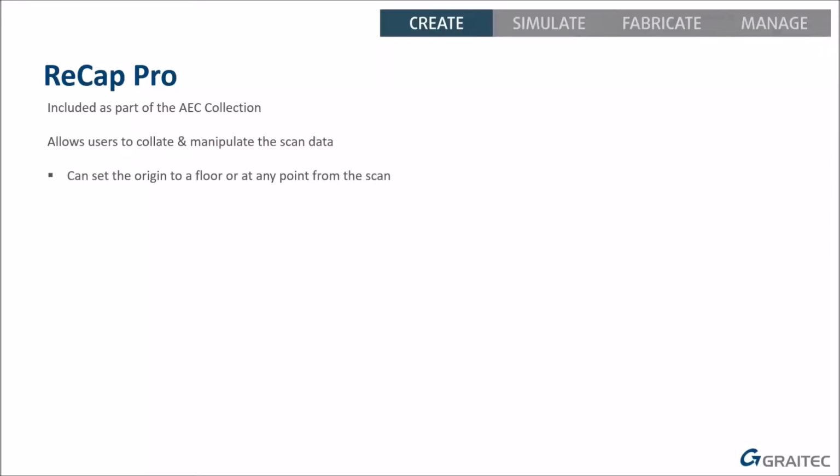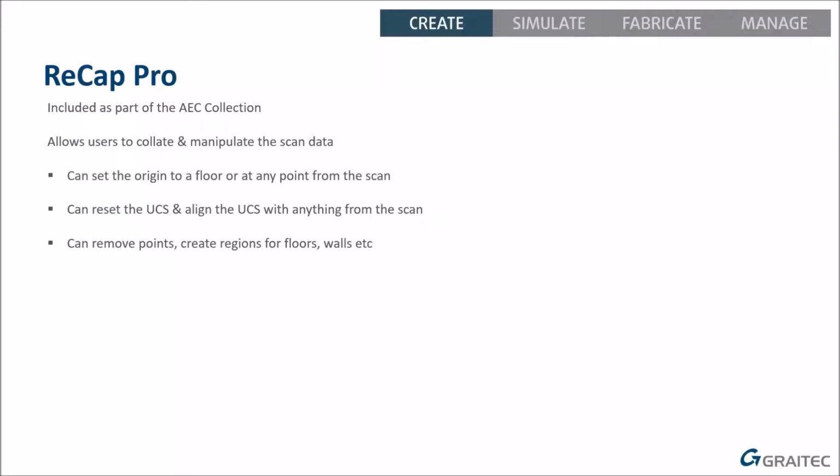It allows users to then set the origin of a floor, because when we bring this into Advanced Steel, we want our X, Y, and Z set correctly. We can align the scan UCS to anything from within the scan. So if we know we've got a wall at a right angle and it's at the level we want, we can set our XYZ to that corner point of the room. And then we can look to remove points to create regions, floors, walls. We can start grouping things together just to allow us to handle the data easier when we get into the Advanced Steel environment. So we're going to have a little look at this in action.